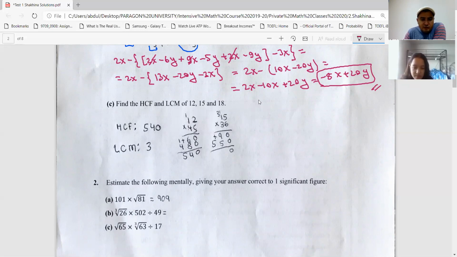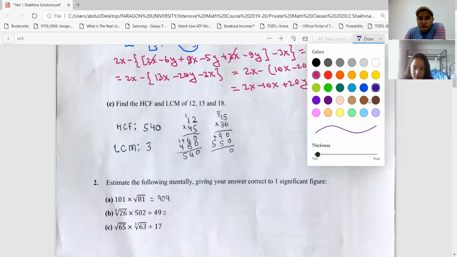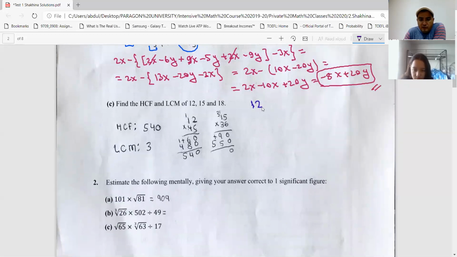Just write these numbers next to each other. Let me change the color here. Let's use blue for this question. Right here, 12. And here we have 15 and 18. And next to it, draw a vertical line. And you have to just start dividing them by prime numbers.